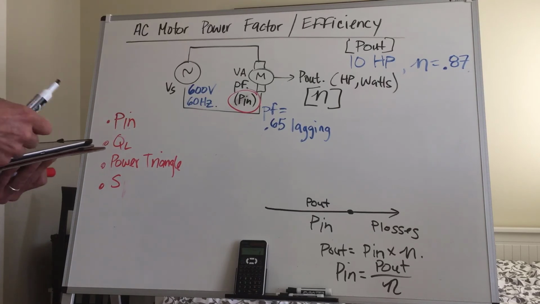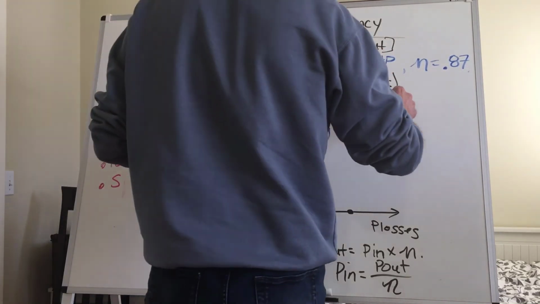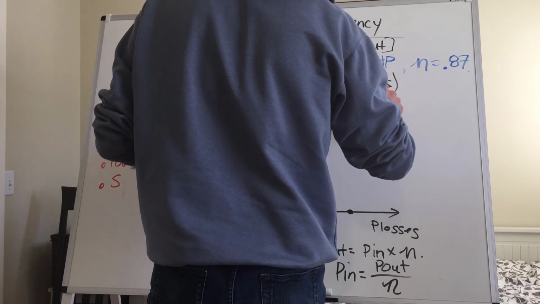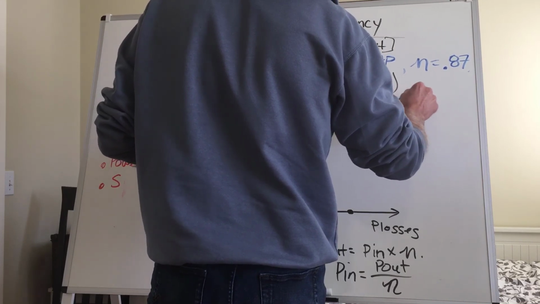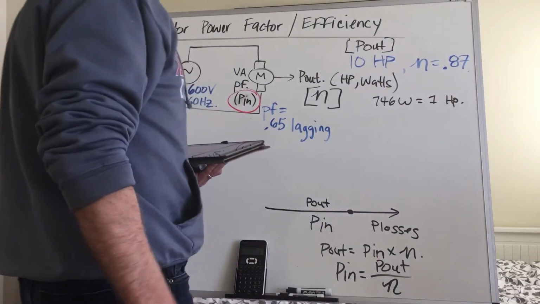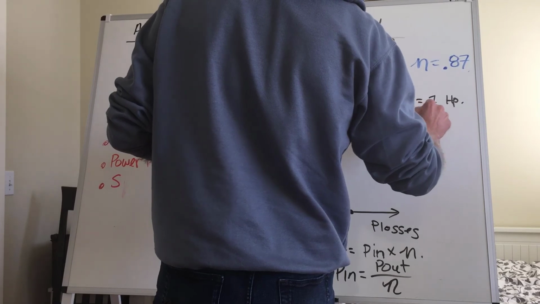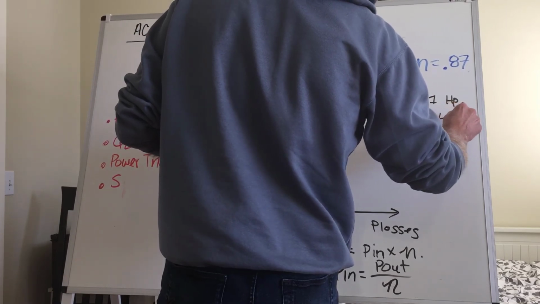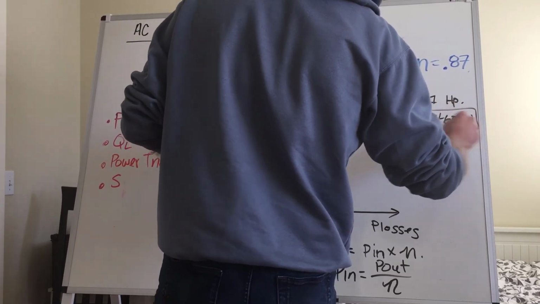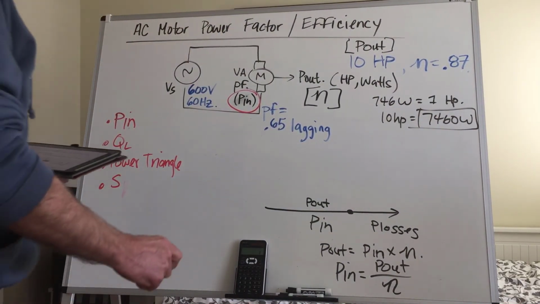So in this case, we're going to take our 10 horsepower and we're going to convert it to P out. We know we've got 746 watts equals 1 horsepower. So that means 10 horsepower is going to be 7460 watts. Right? So we know that's our P out value.